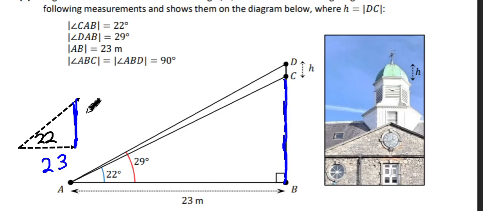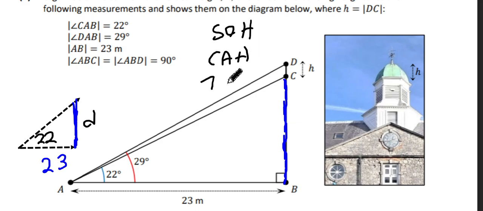And we would like to know what the H value is. Or I'll pick a different letter. H is a bad idea. We'll pick D. So everybody happy? We want to know what D is. Now, first question: can we use Pythagoras' theorem? Why not? You need two lengths to use Pythagoras' theorem. So we're going to go for SOHCAHTOA: sine, cos, and tan. Now the question is, which one should I use and why?